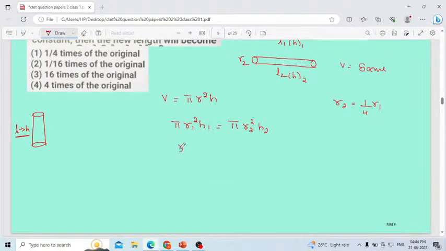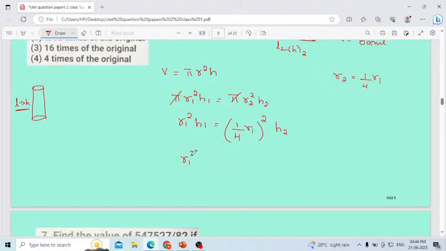r1 square h1, write as it is; pi will get cancelled. In place of r2 write (1 by 4 r1) whole square h2. Then let us simplify: r1 square h1 equals 1 by 16 r1 square h2. Then r1 square gets cancelled, cross multiply, then 16 h1 equals h2. What they are asking in the question, read the question.